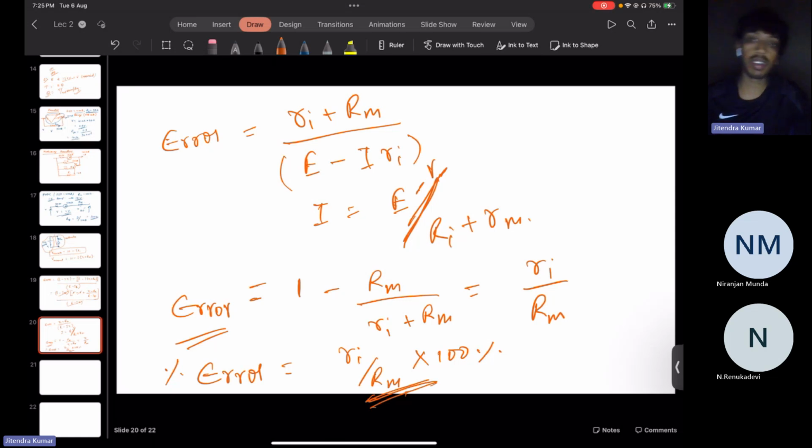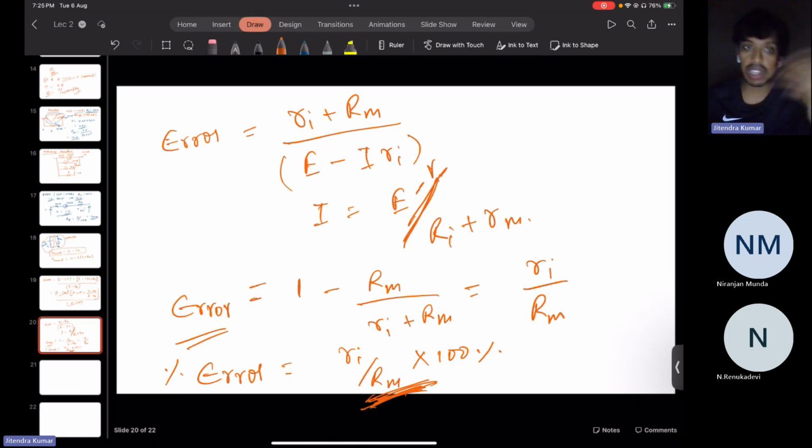The conclusion of all this analysis is that the higher the value of Rm, the voltmeter resistance, the lower will be the error of the circuit. But this is not always true. In some cases it will change when we connect both the voltmeter and ammeter together. But when we connect a voltmeter, its series resistance should have a very high value so that we get very little error. Ideally we say it should have infinite resistance, but that can never be possible. So Rm should be large compared to Ri.